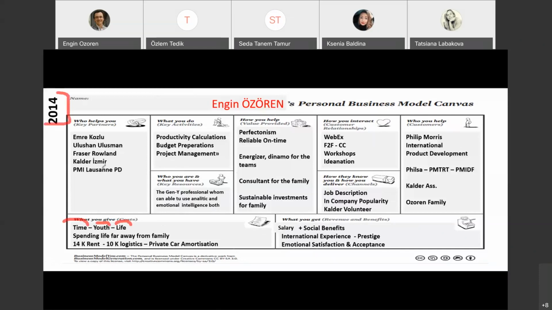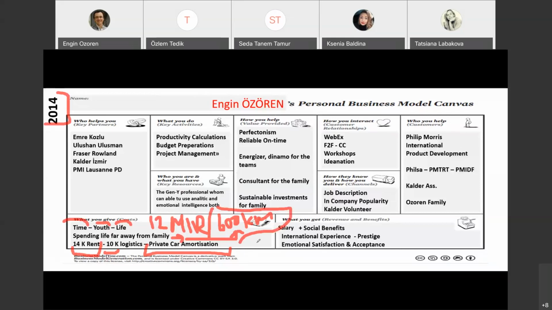In 2014, I was living in Izmir. Izmir is a coastal city in Turkey, a very beautiful city, but 600 kilometers away from my family. So I am spending my life away from my family, which I see as a cost. I like to be with my family. That's up to you, how you look at it. And I am paying 14K per year rent, 10K for logistics per year, and also my car is day to day getting amortization because of that 600 kilometers. Mostly I was driving my car.